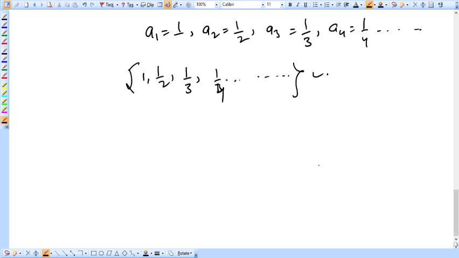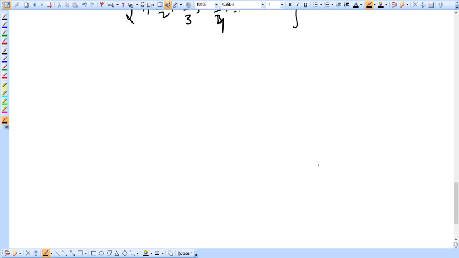Sequences can be bounded, sequences can be unbounded. Now you will be thinking, what is this bounded and unbounded thing? So let me just write it over here. What are bounded and unbounded sequences?